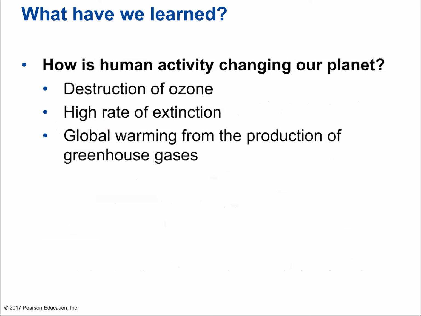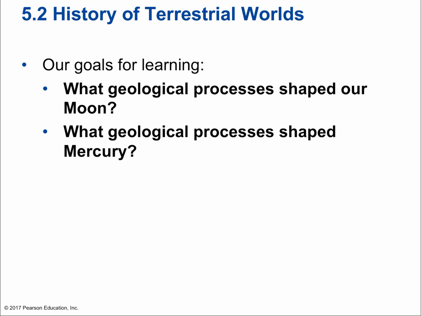And how is human activity changing our planet? Well, the destruction of the ozone, higher rate of extinction, and global warming from the production of greenhouse gases. All right. So let's talk about some history of the terrestrial world, some specifics.